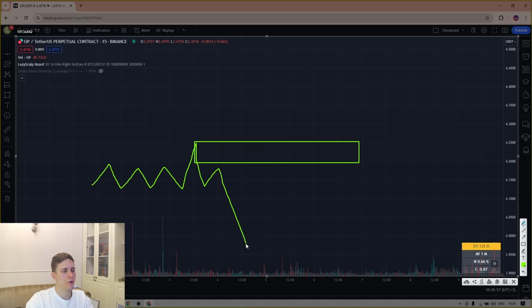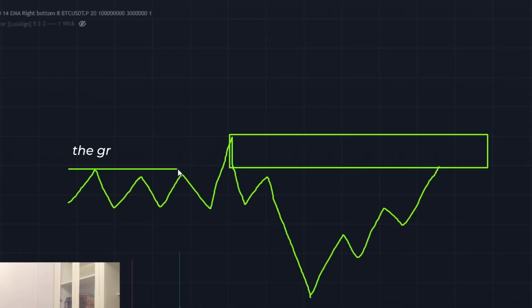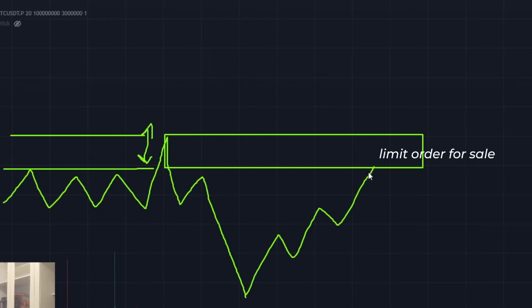Every time we trade an order block or any other type of zones, we should be sure that this zone is placed in a very logical place. As you see, there was a grab of liquidity here. We have no liquidity higher than this level. That's why this zone is very relevant. Here we place our limit order for sale with your working volume.